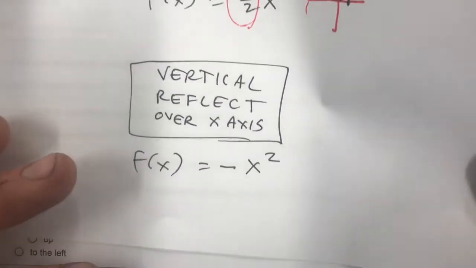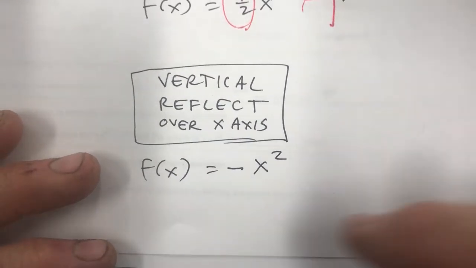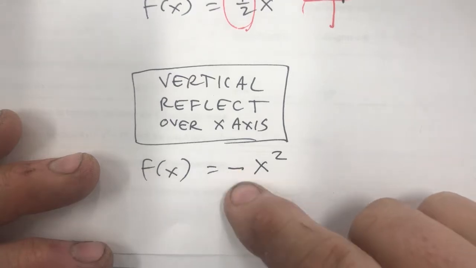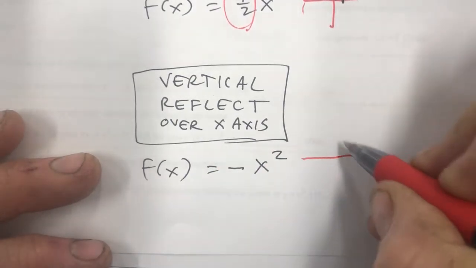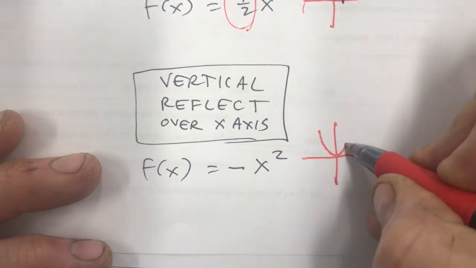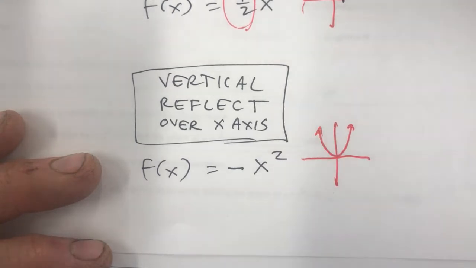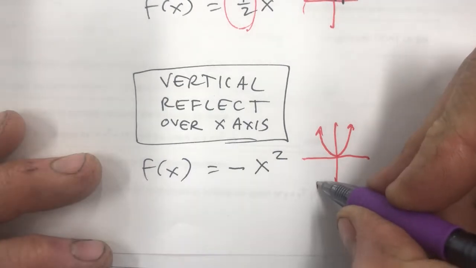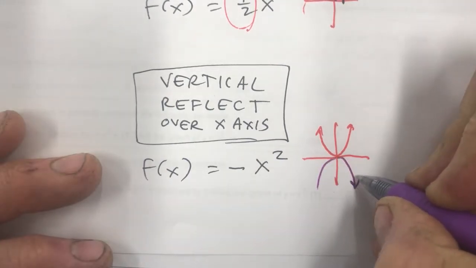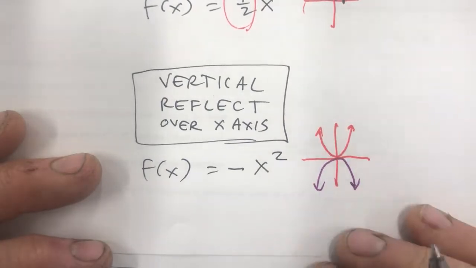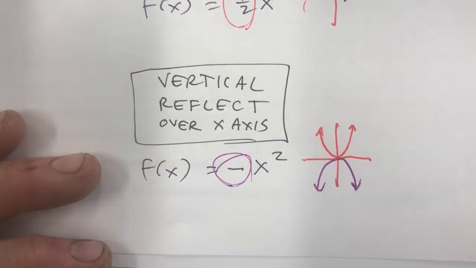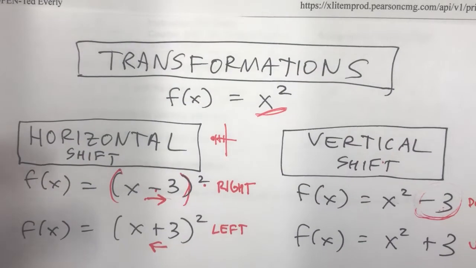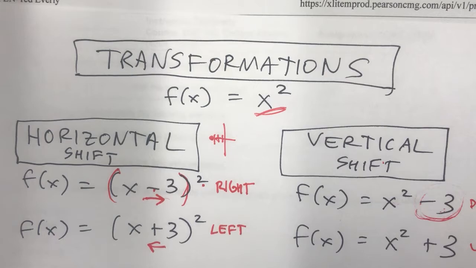Then we have this right here, which is vertical reflect. Vertical reflect is when I bring a negative in. All right, so again, here's what the normal parabola looks like. Okay, when I vertical reflect, it's going to make it come down here like this. It's going to be the same size, it's just going to be like a mirror image going down. And that's what this negative does right there. So these are the main transformations we're going to be looking at in this homework assignment.